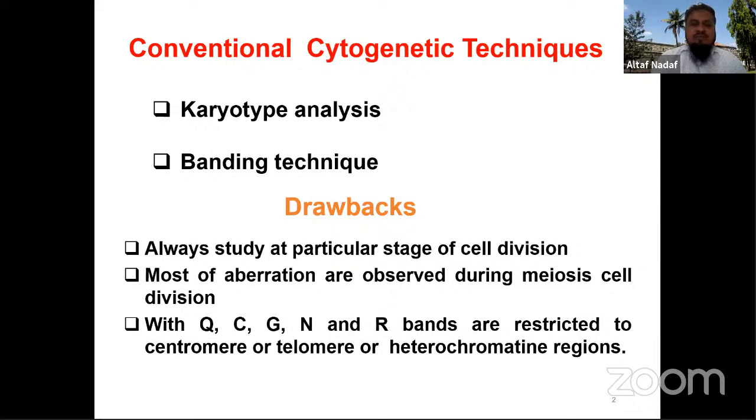The next advancement in the karyotype is the banding technique. In the banding technique, you also need to use different dyes to develop the bands. But these bands are restricted to the centromere, telomeric regions or heterochromatin regions. So if you want to see any changes in the euchromatin regions, you may not be able to make them out. These are some of the drawbacks of conventional cytogenetic techniques like karyotype analysis and banding technique.